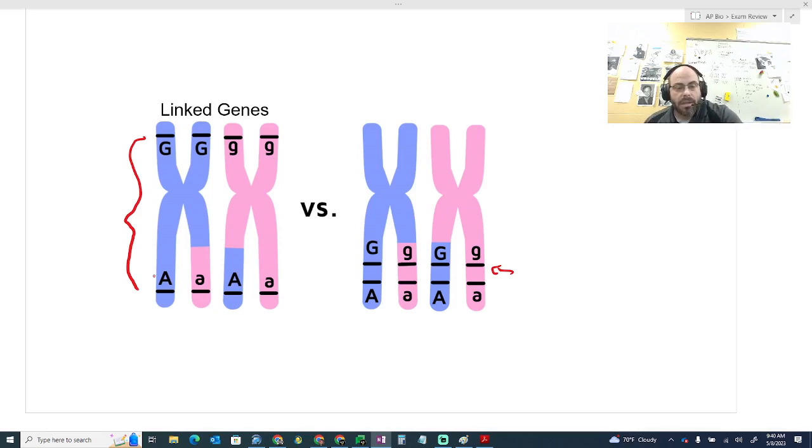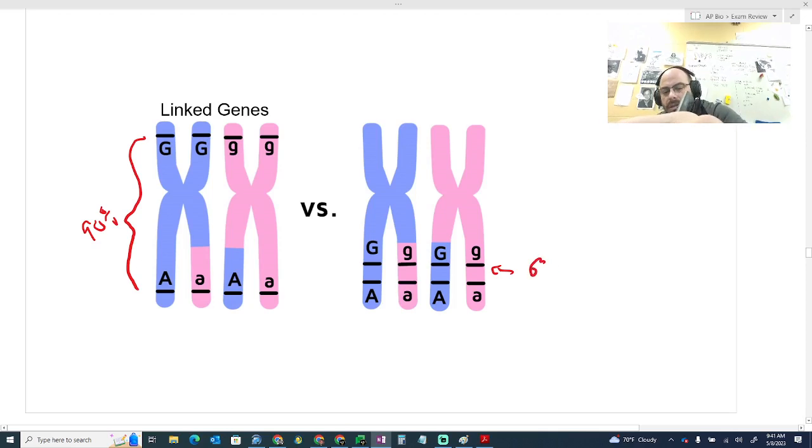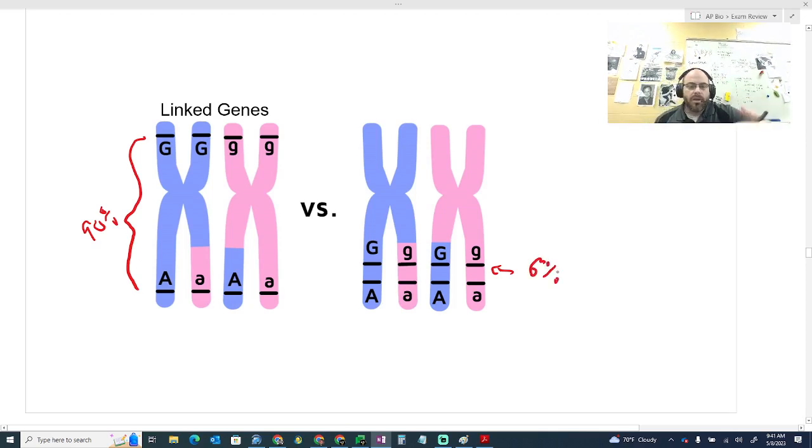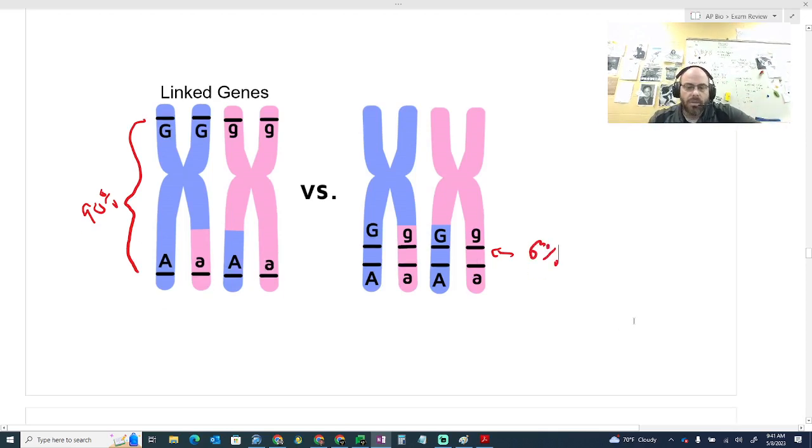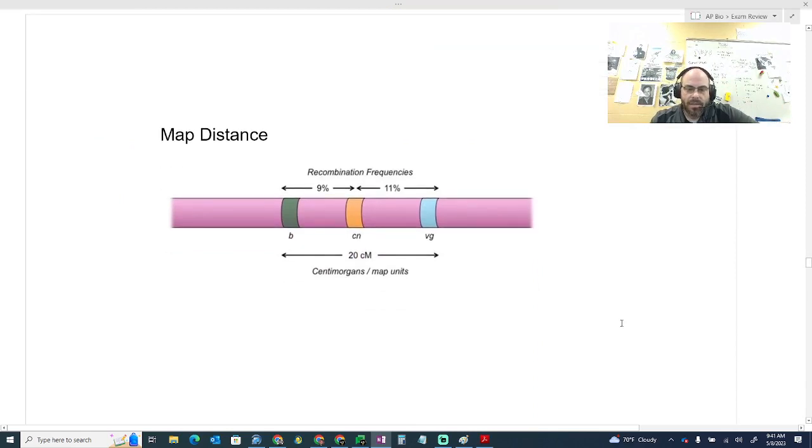And so let's say that crossing over happens 9% of the time here, but only 6% of the time here. They're going to take that number and turn it into something called map distance. That's it. So this is 9% crossing over here, 11% here. You could add those together and say that 20% of the time crossing over happens between B and VG. There used to be a lot of math associated with this, and sometimes you'll see it called centimorgans or map units, like MU.